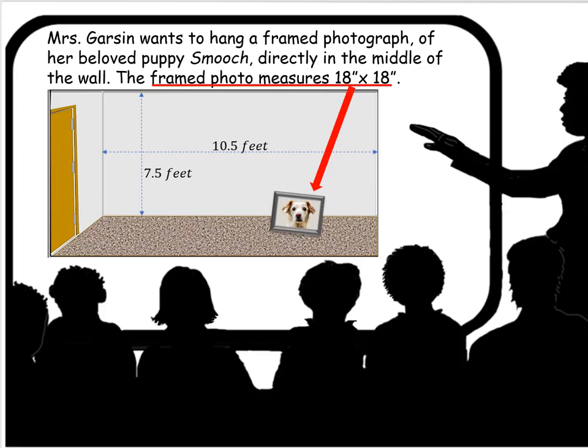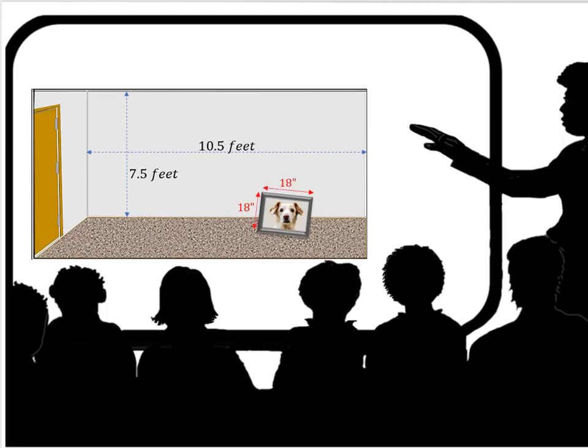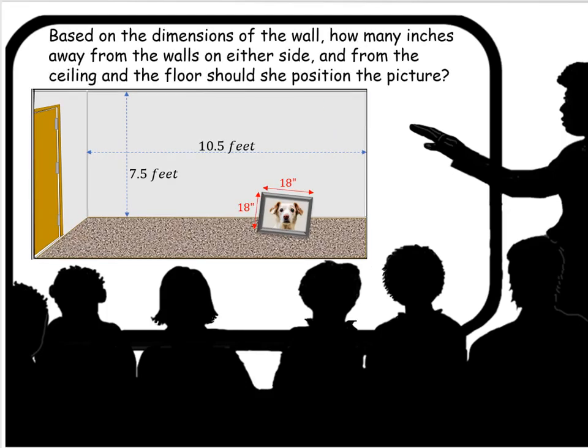So based on those dimensions, how many inches away from the walls on either side, left to right, and from the ceiling and the floor, from top to bottom, should she position the picture? We're going to have an equal distance from, say, the ceiling to the picture and from the floor to the picture, and the same distance from the left side of the picture and then from the right side going to the picture.